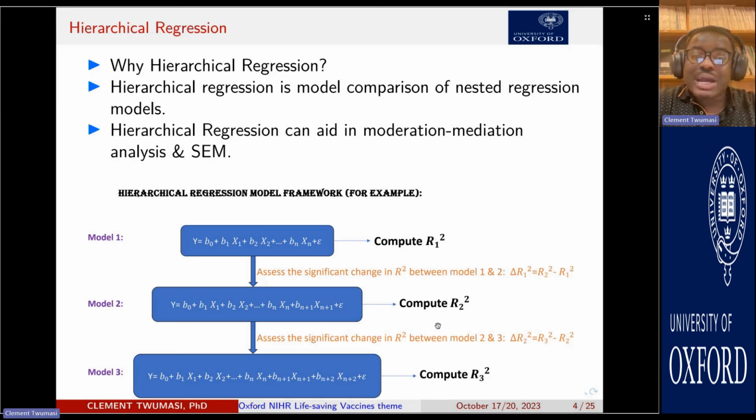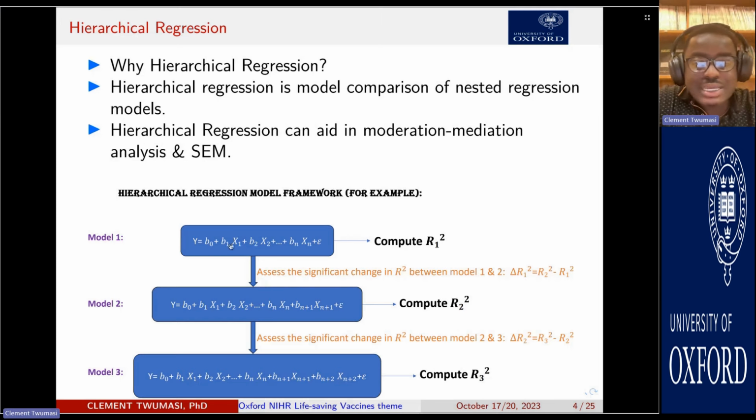So what we mean by nesting is that, with the hierarchical regression, instead of putting all your predictors into the model and looking at its effect on the outcome, you want to do that in a stepwise fashion. And that stepwise fashion is what we are basically calling hierarchical fashion. So that gives the name hierarchical regression.